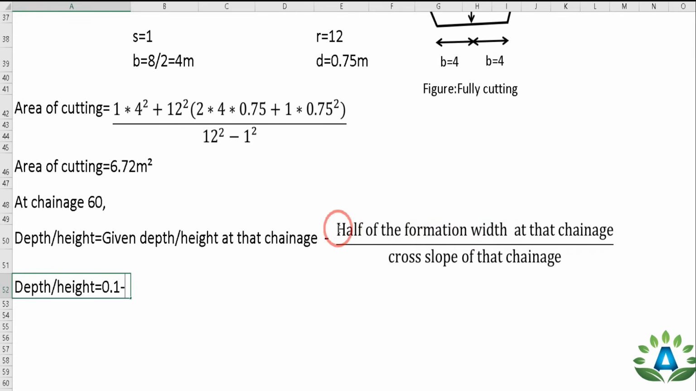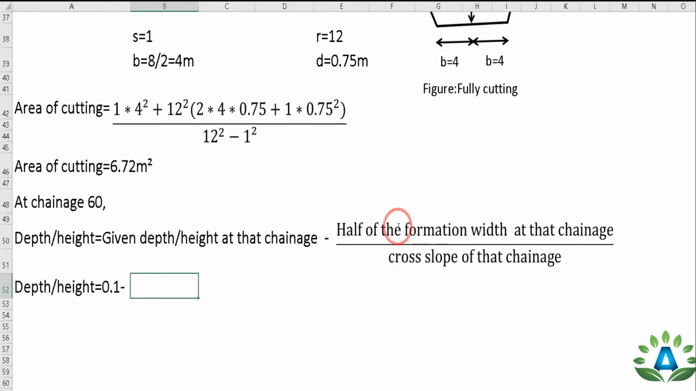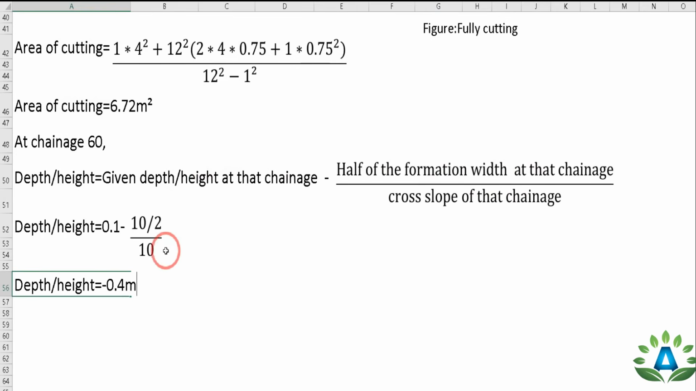That means we need to use the half of the formation width of filling. So we need to use the formation width of banking, and we have this formation width of banking as 10 meter. So its half means 10 by 2. So we have this cross slope at that chain edge is 10:1. So r will be 10. And while putting this value, we get this as minus 0.4 meter, which is less than 0.